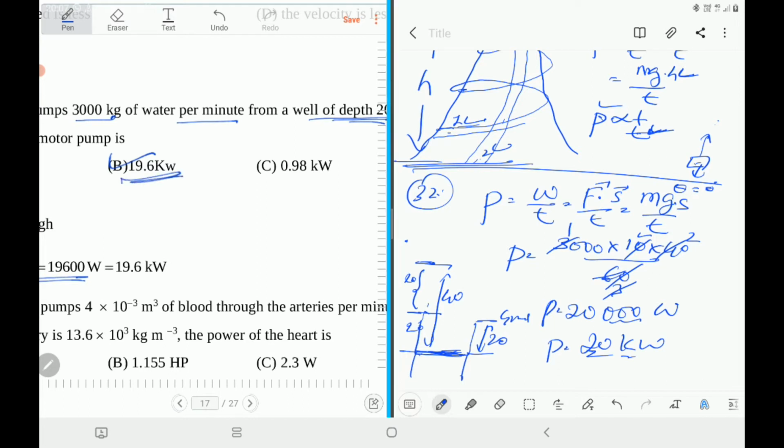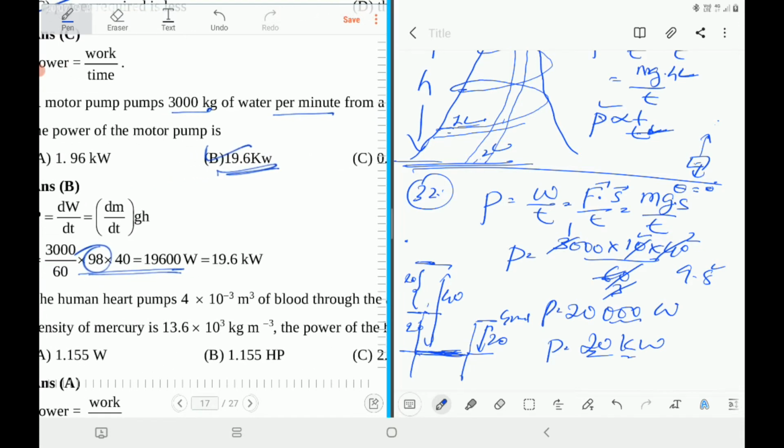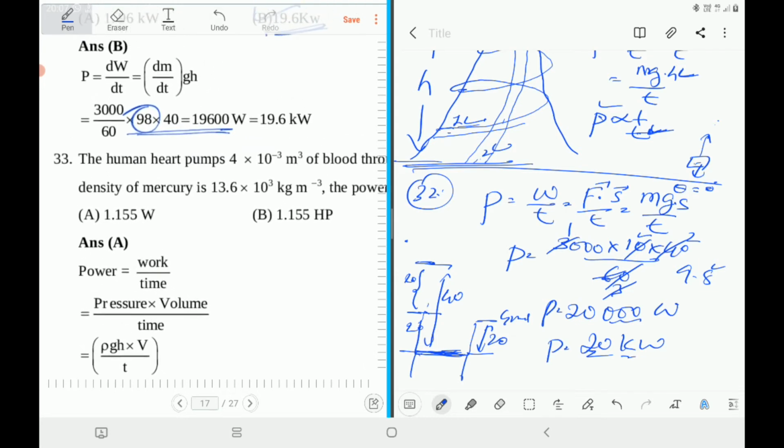Thus, you can approximate the answer. Instead of using 9.8 and doing a little bit complex calculation, directly use 10. Then you search for the nearest answer. If all the options are very close to each other, then you use 9.8 and multiply, divide whatever you want to. Next is very simple, almost similar.